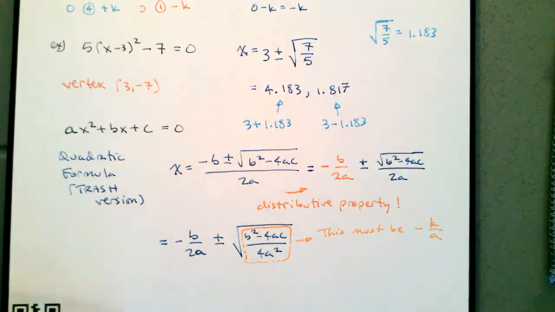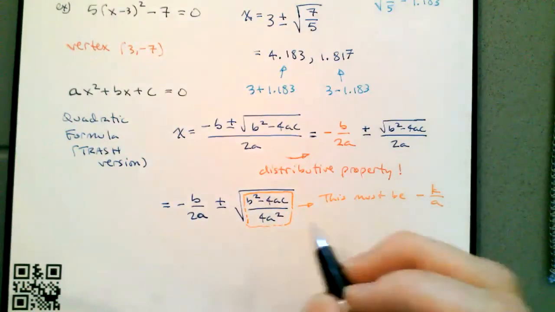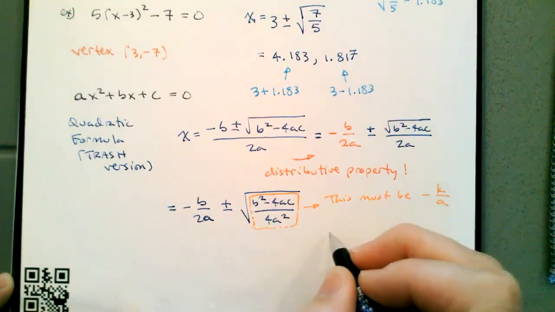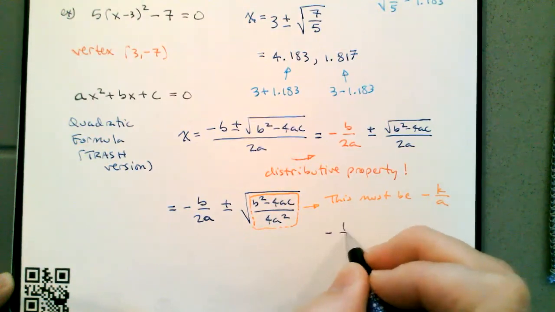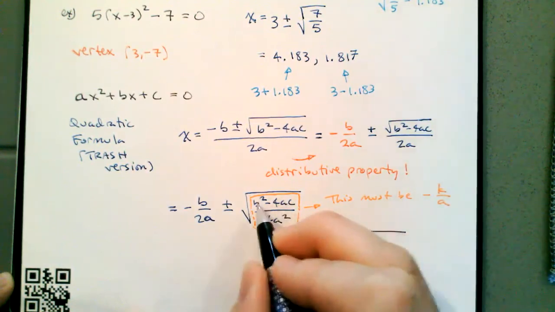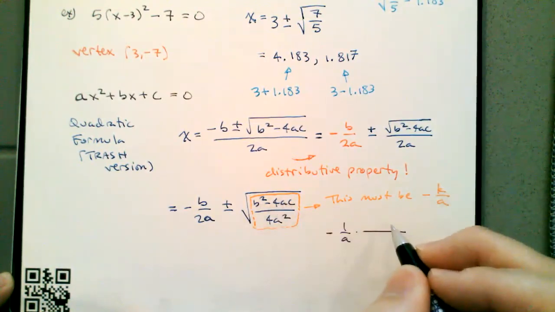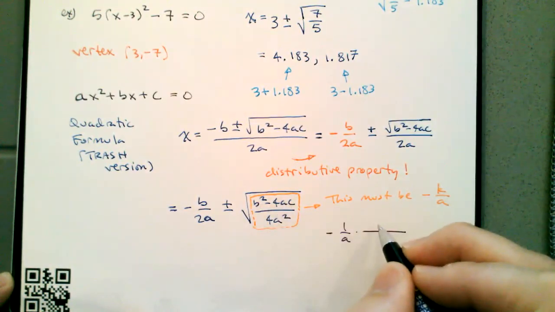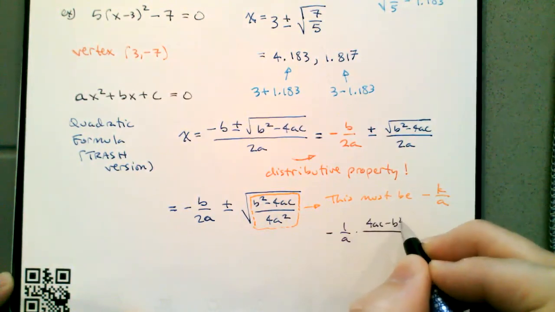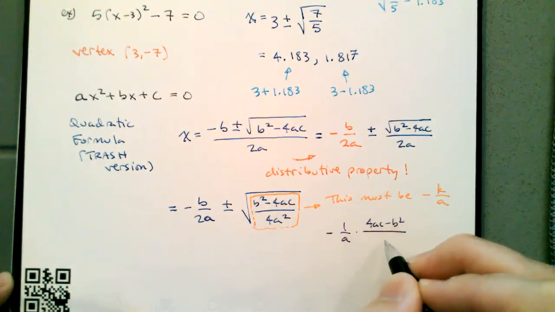So let's rewrite it. Let's do some more algebra. There's a k, and if there's a minus and a 1 over a, that's going to leave behind a minus that's going to change the order: 4ac minus b squared over 4.